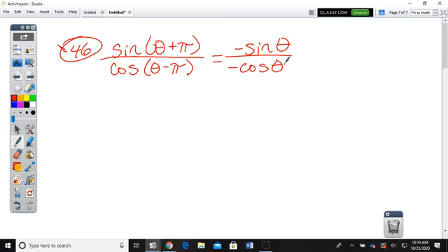And once you simplify it to that, it's pretty easy. The two negatives make a what? Positive. And what is sine over cosine? Tangent theta, which is number 4.